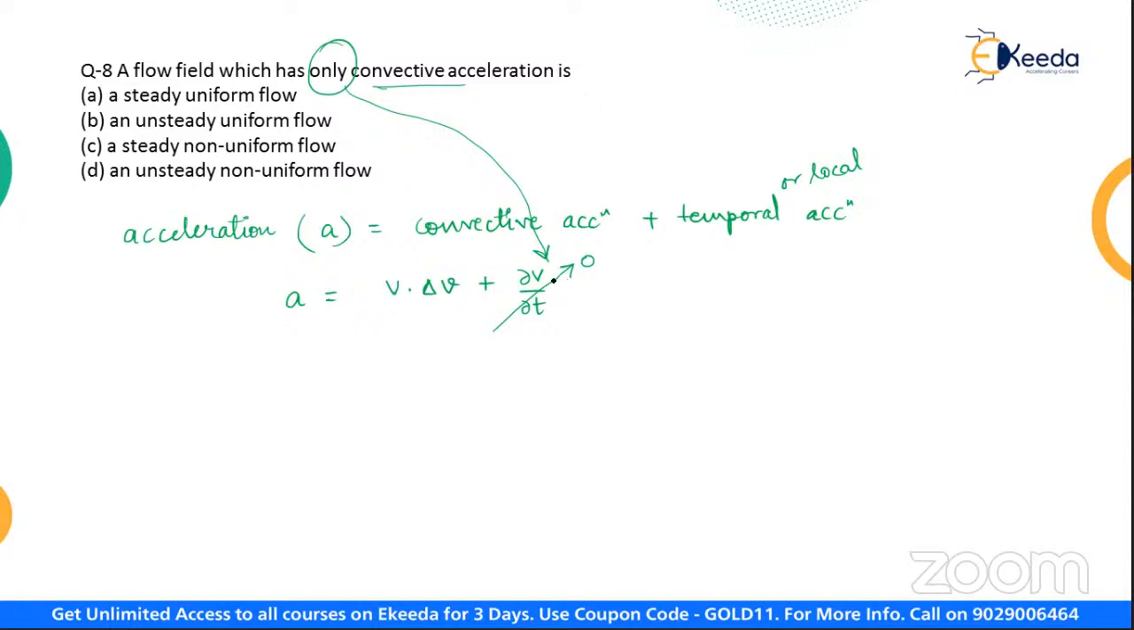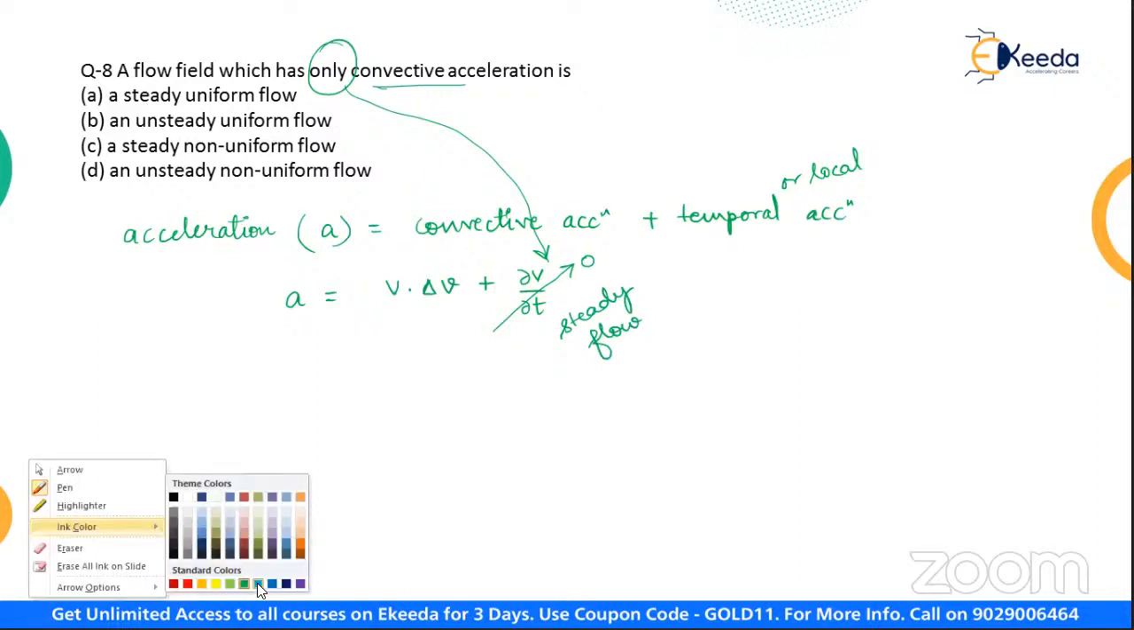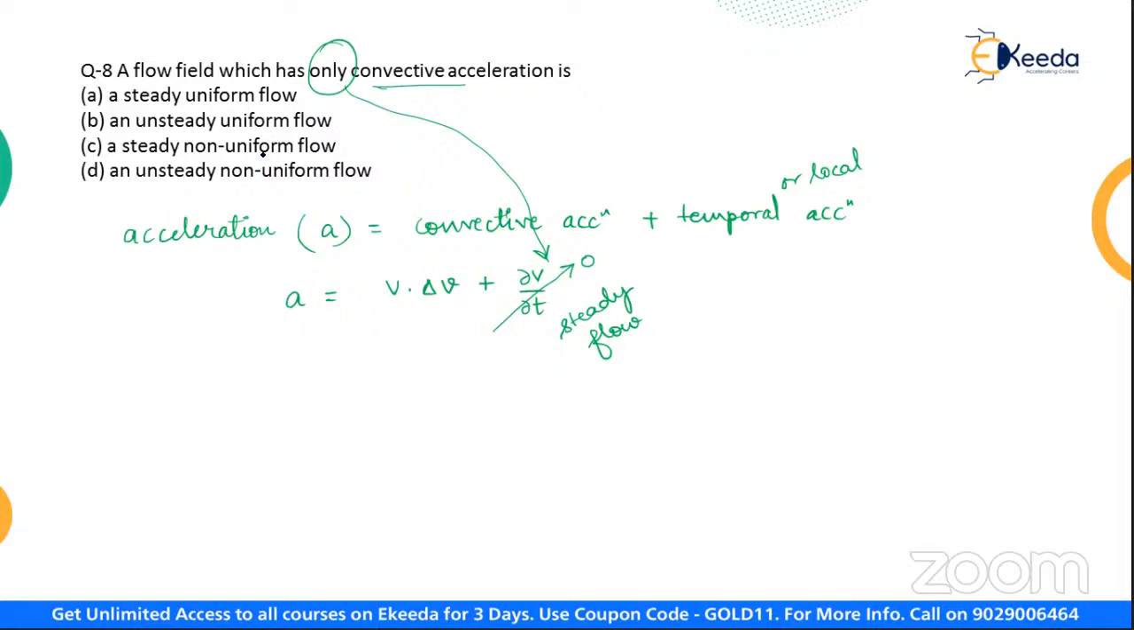Now that means this acceleration or the velocity is not varying with respect to the time. That means if a property of the fluid is not varying with respect to time, then that type of flow is known to be steady flow. That means option B and option D, because these are saying unsteady flow, can be eliminated directly.